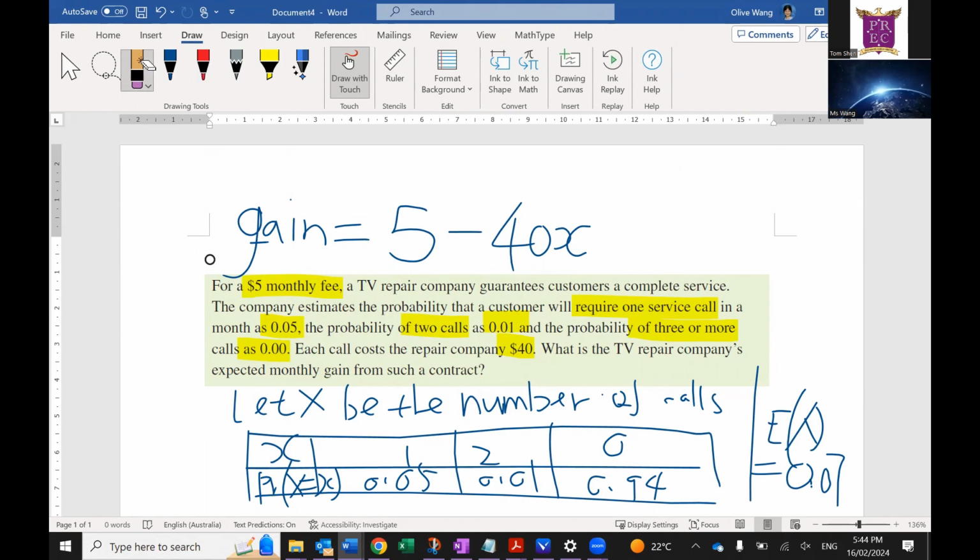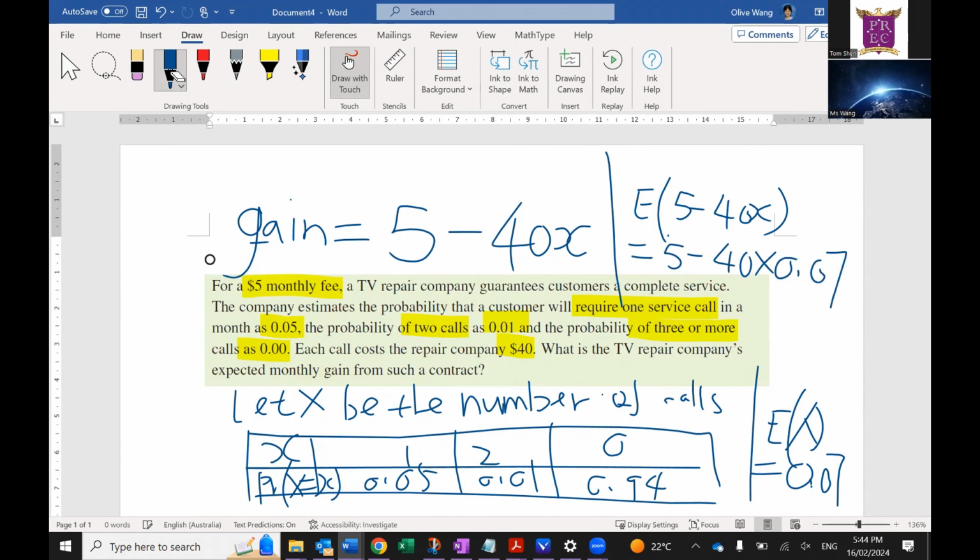And then I can use the rule we learned before to do it. I have this one, 5 minus 40x. How do I use this rule then? Everything is increased by 5, but everything is also a negative number. So that means it's 5 minus 40 times 0.07. That would give me the same answer. Which way do you guys find it easier? I think the first one makes more sense. Okay.